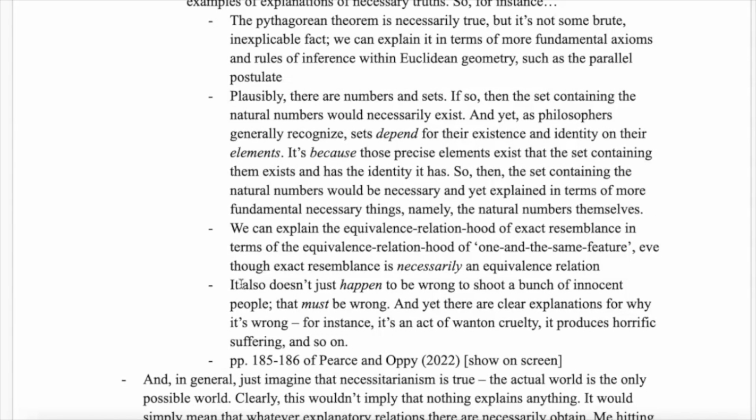It also doesn't just happen to be wrong, contingently, to, say, torture an innocent person, causing them immense suffering solely for the sake of the mild pleasure of the torturer. No, plausibly, that must be wrong. That's necessarily wrong. There's no world in which that's okay and permissible or good. And yet there are clear explanations for why that would be wrong. Right? For instance, it's an act of wanton cruelty, it produces horrific suffering, and so on. That at least partially accounts for why it's wrong. So again, there can be explanations for necessary truths.